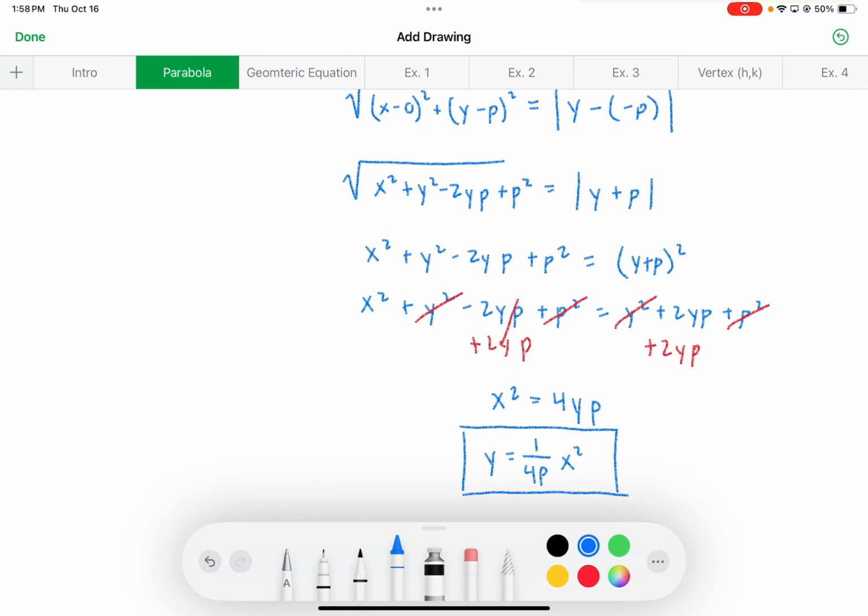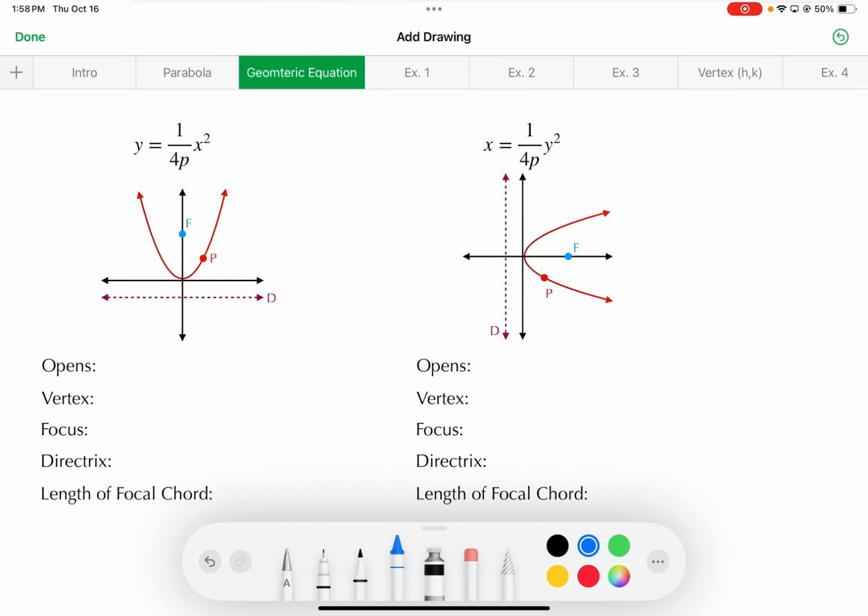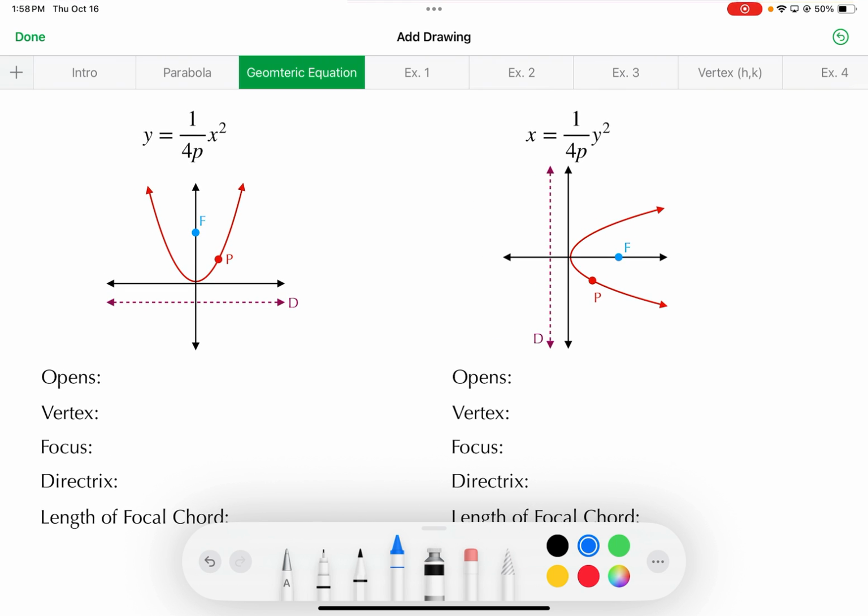And what did p represent? It was a distance from the vertex, which was the origin, to the focus and to the directrix, right? That's how we set it up. Okay? So you will see that equation on the next page. I have y equals 1 over 4p times x squared.